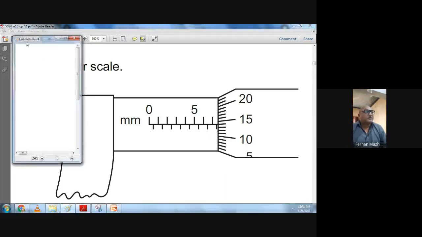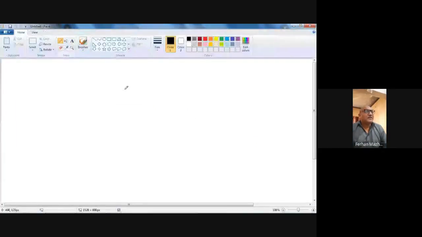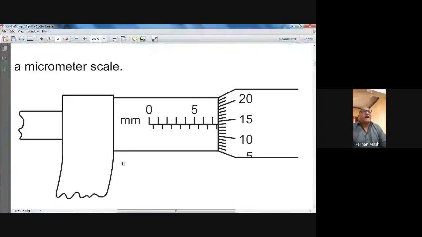Let me write it on the page. So I will write 7.5. So the reading is 7.5 millimeter. Your circular scale has crossed 7.5 millimeter on the horizontal scale. After that, I will check which line on the circular scale coincides with this horizontal line. So this is 10, 11, 12, 13, 14. So the 14th line is coinciding with the horizontal scale.